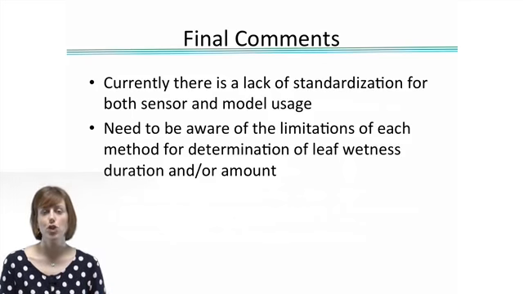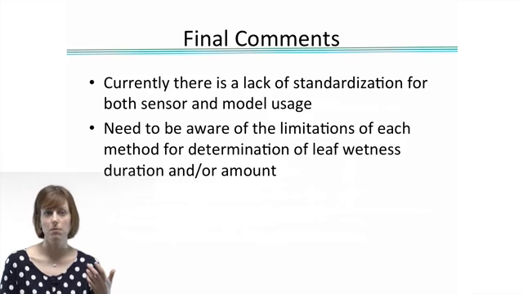But ultimately, however you choose to go about estimating leaf wetness duration, I encourage you to know the limitations of the procedure that you've chosen to use in determining leaf wetness duration and or amount, and whether or not we can actually do both of these with the technique that you're using, and have some idea of what your goal is, whether you're looking at defining the maximum leaf wetness duration, or if an average is suitable for a canopy. The same goes for dew amount.